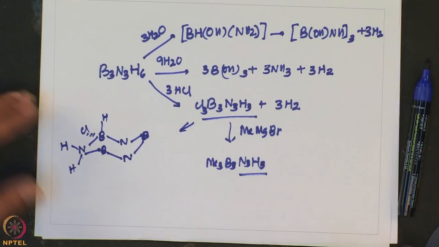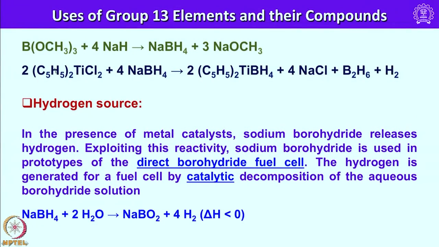So, let me look into the uses of group 13 elements and their compounds. Very useful, sodium borohydride can be prepared from boron trimethoxy derivative. On treatment with sodium hydride, it gives sodium borohydride, and titanocene dichloride on treatment with sodium borohydride gives this compound. In the presence of metal catalysts, sodium borohydride releases hydrogen. Exploiting this reactivity, sodium borohydride is used in prototypes of direct borohydride fuel cells.